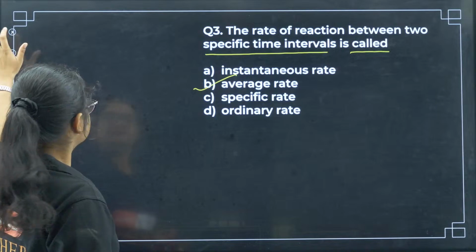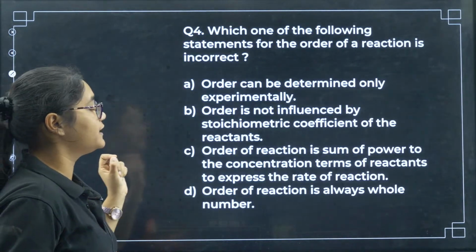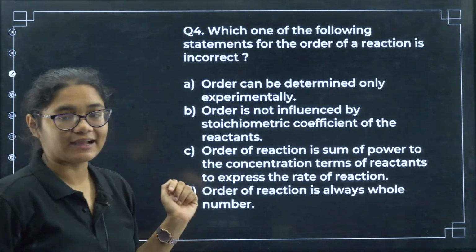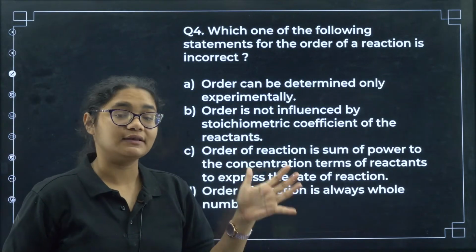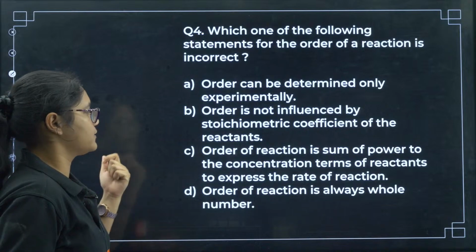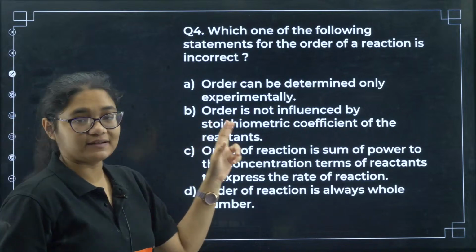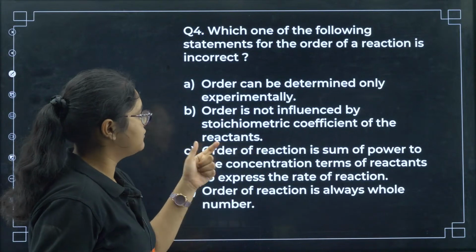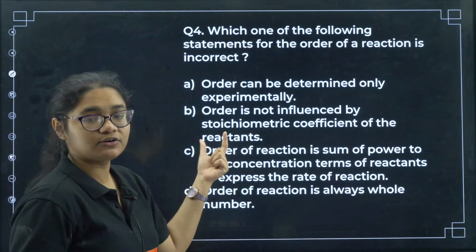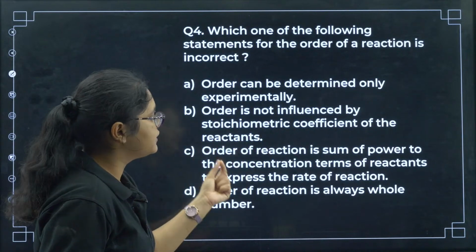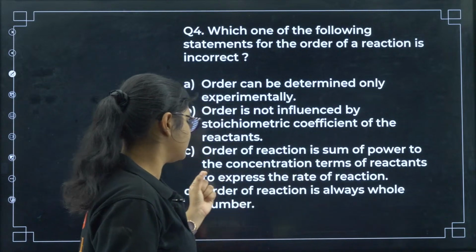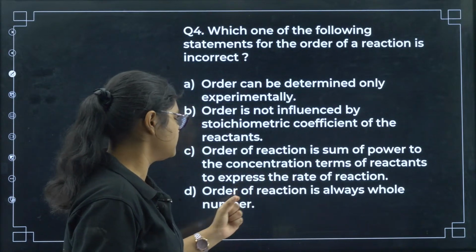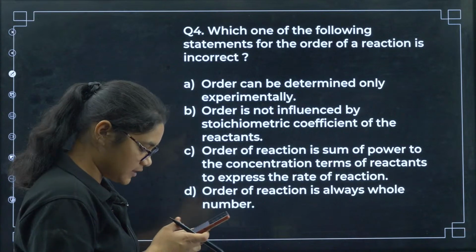Next, question number 4. Which one of the following statements for the order of the reaction is incorrect? This type of question is very commonly asked even in your KCET exam regarding order. Order can be determined only experimentally. Order is not influenced by the stoichiometric coefficient of the reactants. Order of the reaction is the sum of the powers of the concentration terms of the reactants to express the rate of the reaction. Order of a reaction is always a whole number.